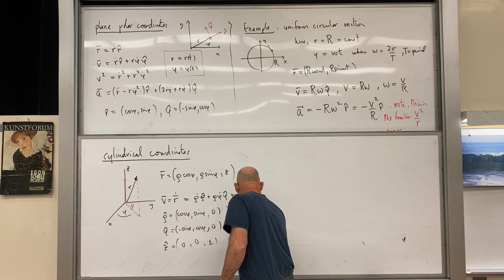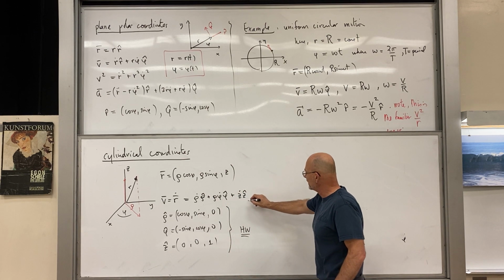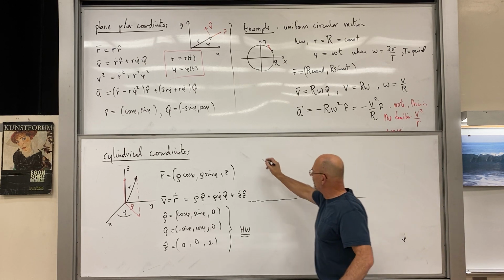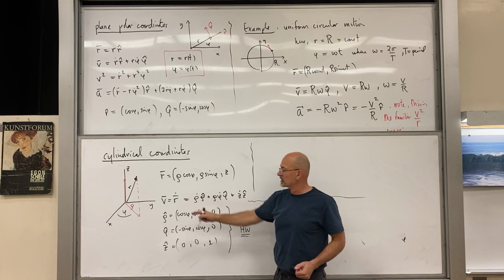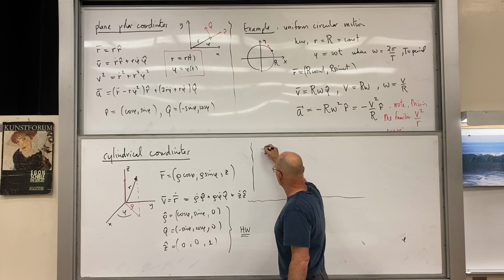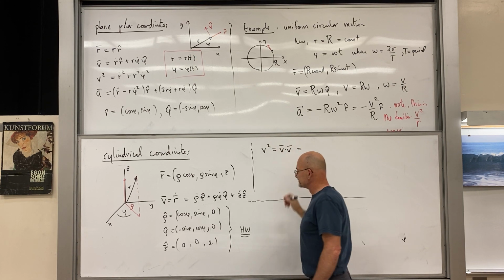So I'll leave room for that there. And I'll continue this discussion up here. Namely, we still need the acceleration and the v squared. V squared is easy. So v squared, v dot v.